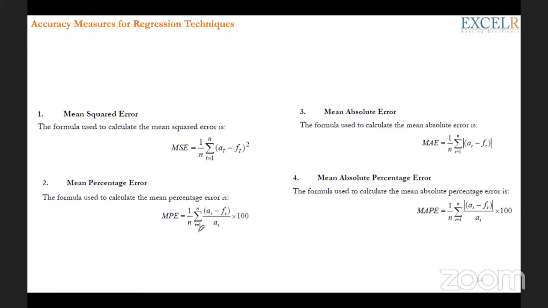So here are the formulas. Mean squared error, mean percentage error, mean absolute error, and MAPE, mean absolute percentage error. This is the most popular method, and along with that, we have one more method called RMSE, root mean squared error. This is also very popular. You see this mean square, so just take the square root of that. So this becomes RMSE. These two are very popular.